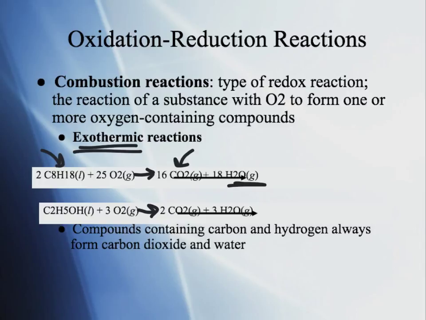C2H5OH. That's propanol? No, not propanol. Ethanol. So it's like rubbing alcohol? Not really. Rubbing alcohol is propanol. It's ethanol. I'm so done. Ethanol reacts with oxygen again to make carbon dioxide and water. So anytime you burn a carbon compound, you always make carbon dioxide and water.